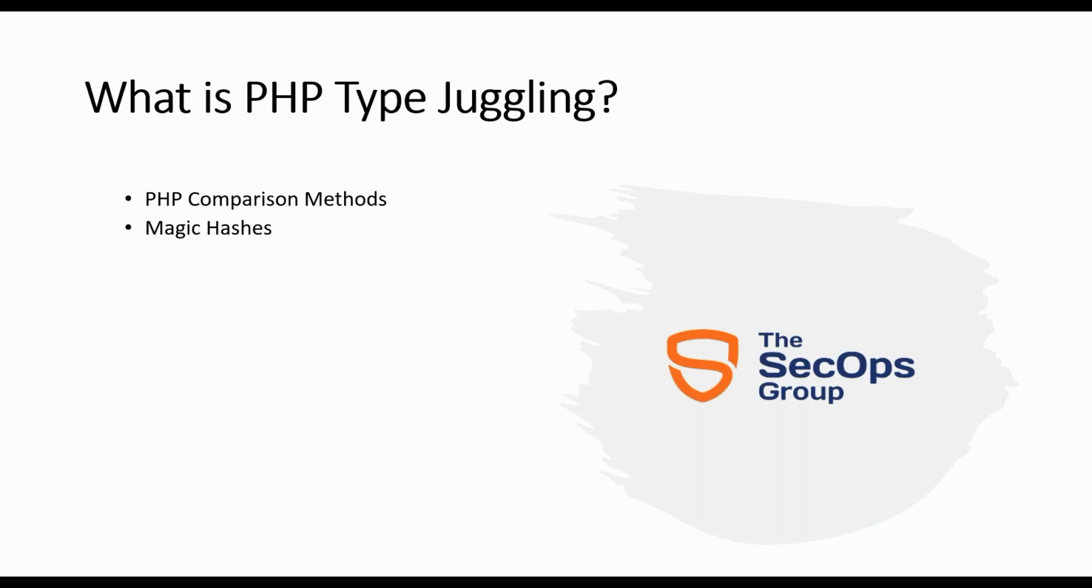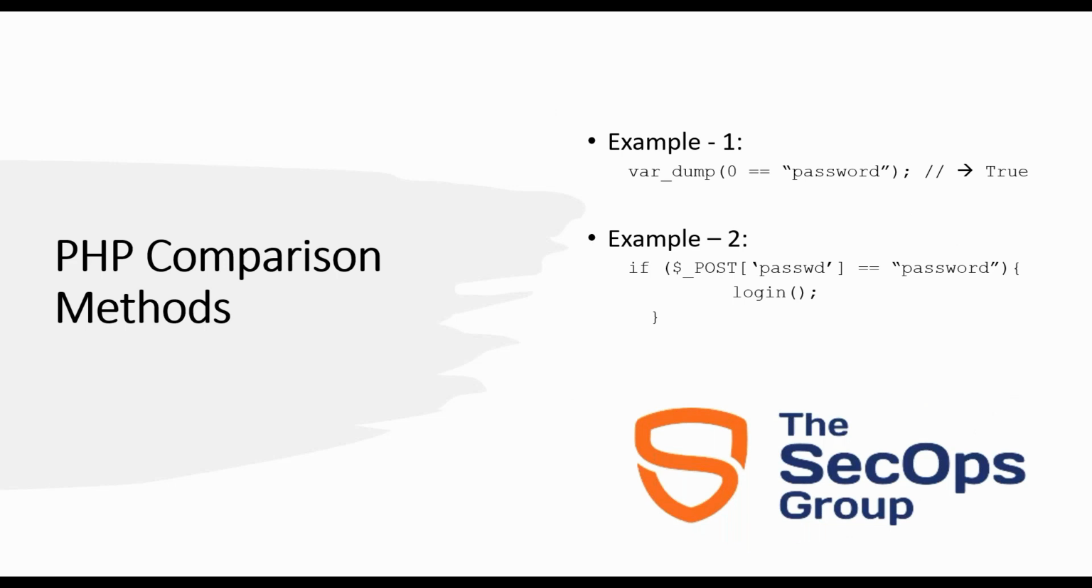Now we will come to the PHP comparison methods. There are two types of PHP comparison methods. One is loose comparison and the other one is strict comparison. You can see example one on my screen. PHP is trying to compare an integer with a string and giving us a true result, because the password string does not have any integer value and we are comparing it with an integer value. So PHP is converting the string to an integer before comparing them, but there is no integer, so it will assign 0 as the value of this string and then compare it, yielding true. Now this is a problem for us. I mean, not for us, but for developers.